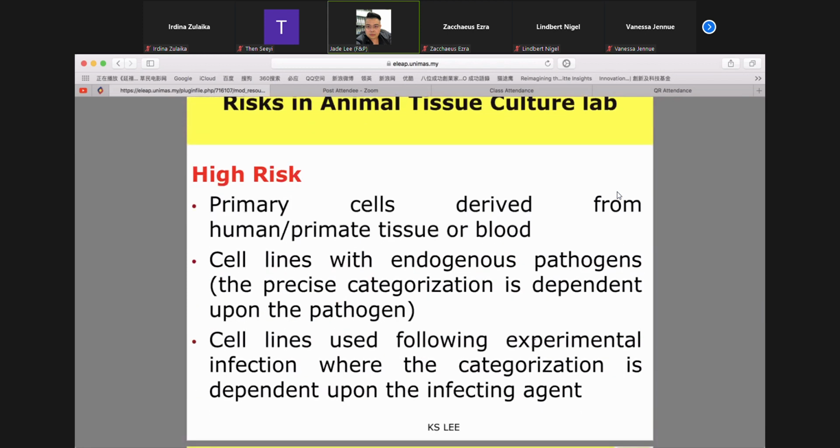The high risk is a primary cell line derived from human or primate tissue or blood, and also cell lines with endogenous pathogens, and the precise characterization is dependent upon the pathogen, and also the cell lines used during experimental infection, where the categorization is dependent upon the infecting agent. So this is high risk. But of course, in our lab, because we only have a level 1 lab, we are not allowed to do very dangerous experiments unless you have level 3 or level 4. Then you can probably do some virus work.